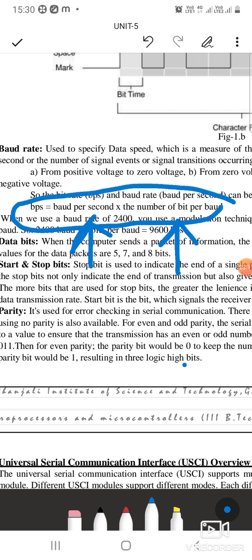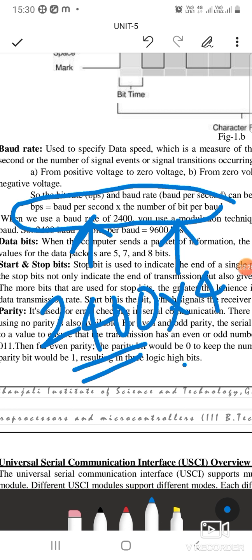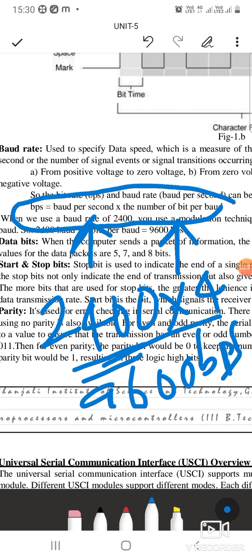For example, if you are transmitting 2400 bauds per second, this is the baud rate. Baud per second means baud rate. So the baud rate is 2400 and the number of bits per baud is 4. So the speed at which they are transmitting is 9600 bits per second. So this is a simple problem given on that.